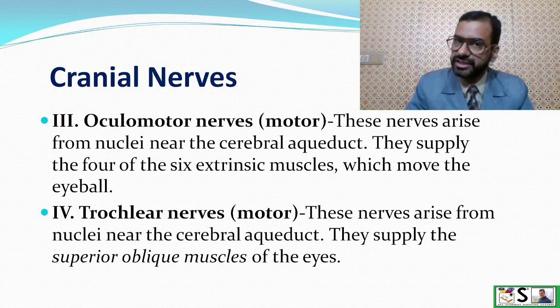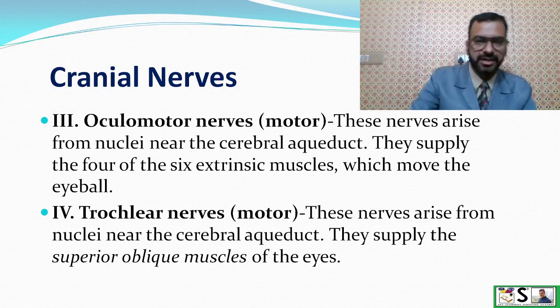Fourth one is the trochlear nerve, which is also a motor nerve. These nerves also arise from the nuclei near the cerebral aqueduct and they supply the superior oblique muscle of the eye, which is also used for movement of the eyeball.